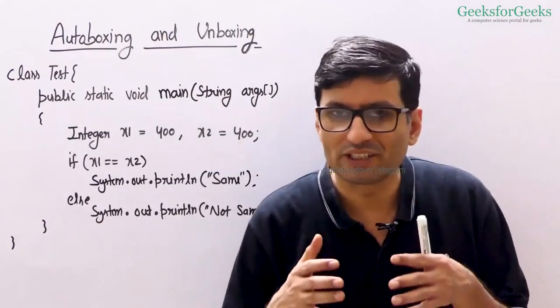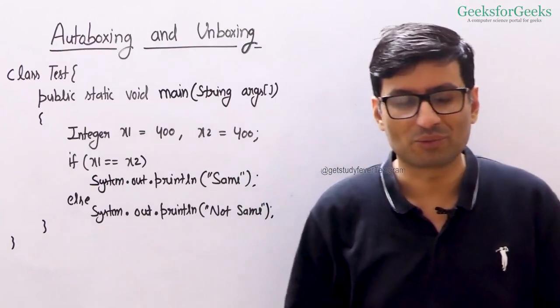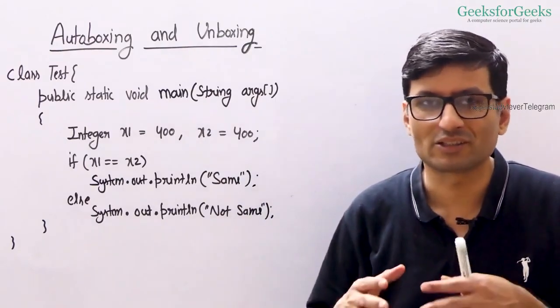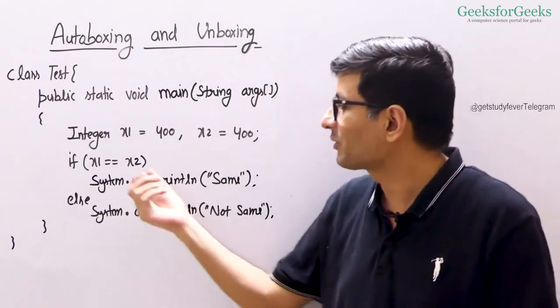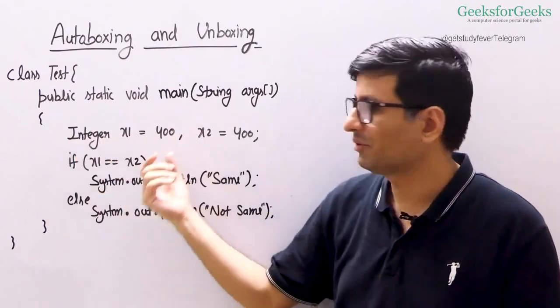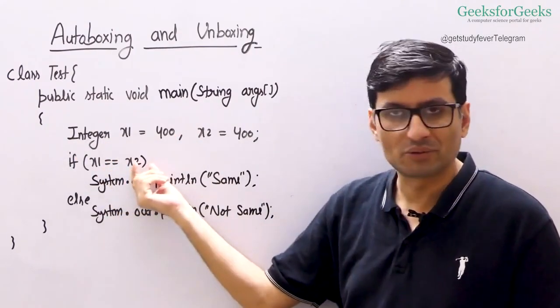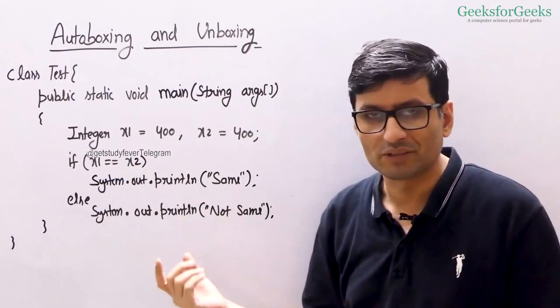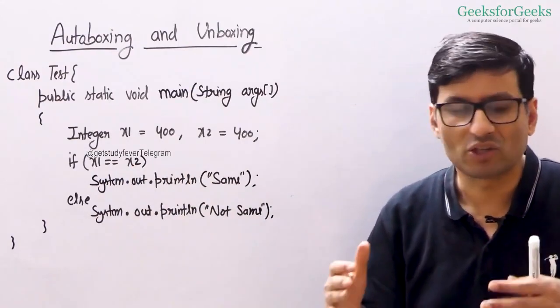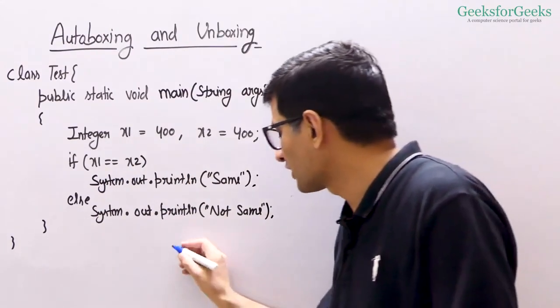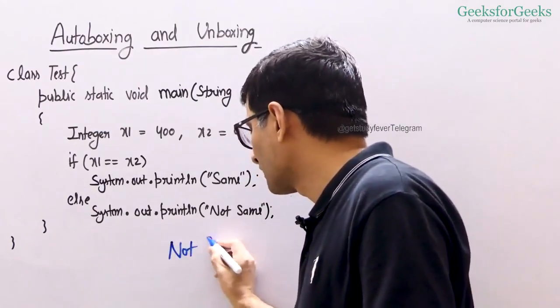Please take a closer look at this program now and try to guess the output of it. It's related to wrapper classes, auto boxing, unboxing. So we have two Integer objects x1 and x2, and we are checking if x1 is equal to x2, then we print same, otherwise not same. So I think you must have guessed the output right. The output is not same.